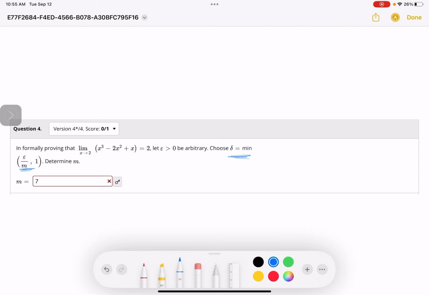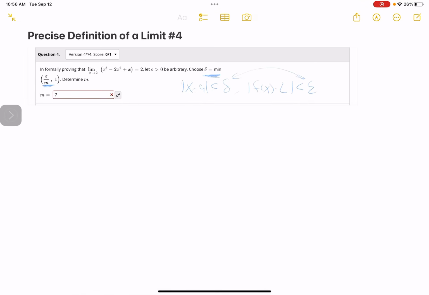And just recall that the absolute value of x minus a is less than delta relates to the absolute value of f of x minus L is less than epsilon. So we're going to find a way to connect this epsilon to this delta. Okay, so let's do that. Our x minus a, that's the absolute value of x minus 2, because that's where the limit is, needs to be less than delta.